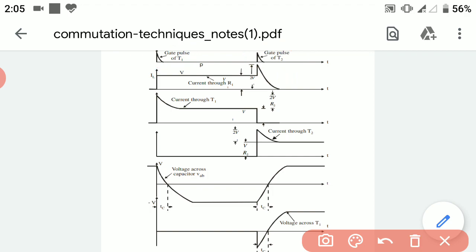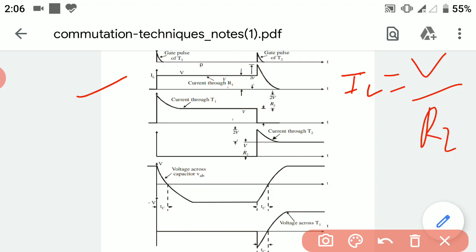The second waveform is of the load current, that is IL. IL is the current flowing through the load, which is equal to the voltage B upon R1, the resistor through which current is flowing. So the load current is the current flowing through the resistor, equal to the voltage across it divided by the resistance which opposes the current. This is the load current waveform.